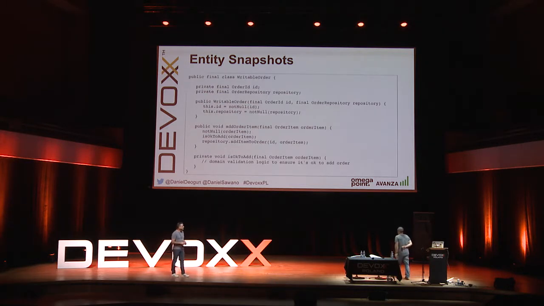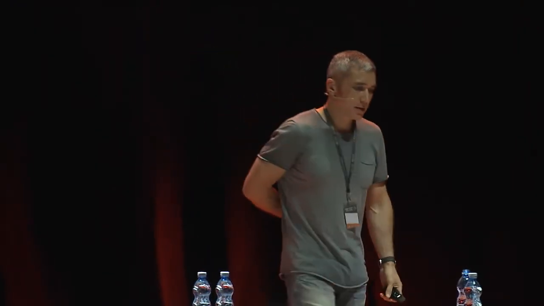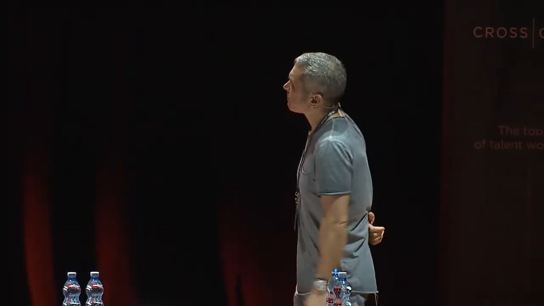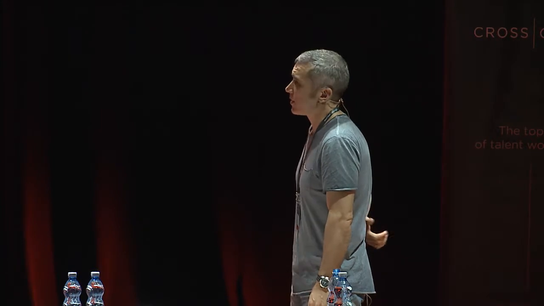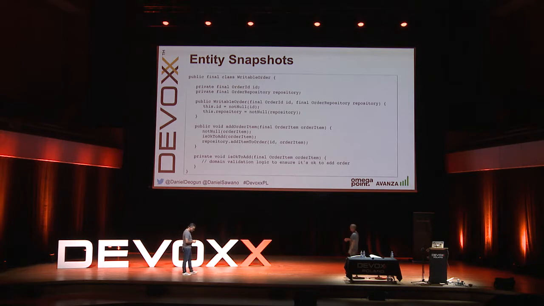Well, the way we solve it is that we create something different to mutate. In this case, we call it a writable order. Mm-hmm. And the only thing you can do here is mutate the state of a specific order. You can't get the state. There are no get methods, just void methods. So this only allows modification. Exactly. Wow. So we have separated, I guess, writing from reading.